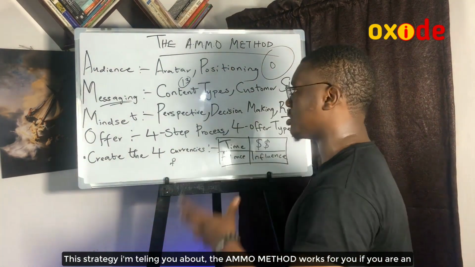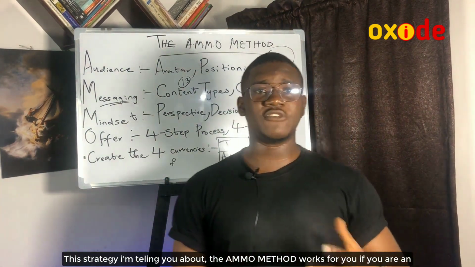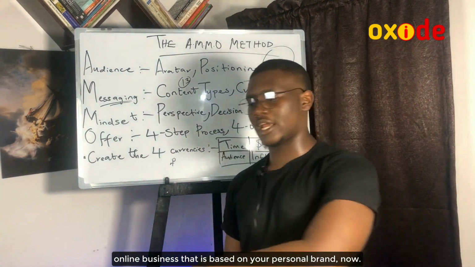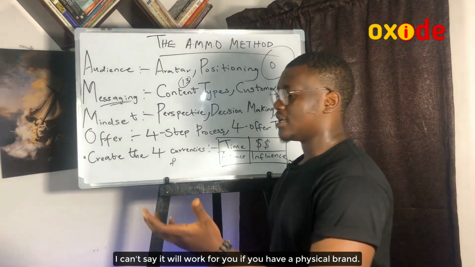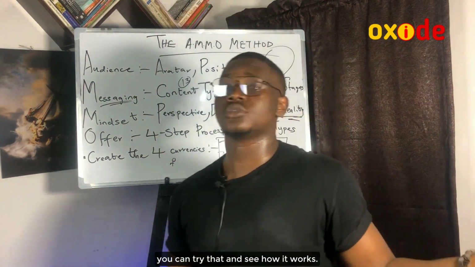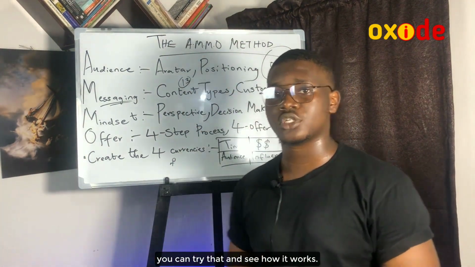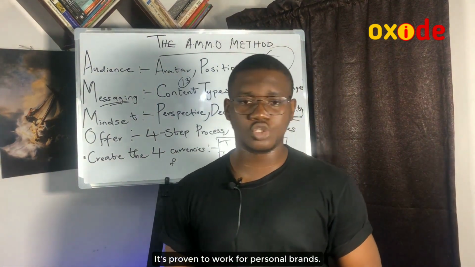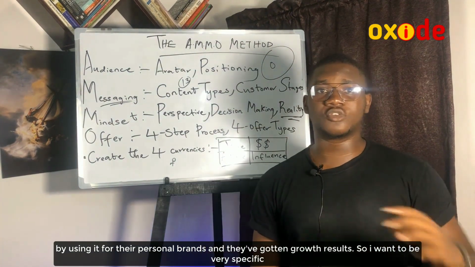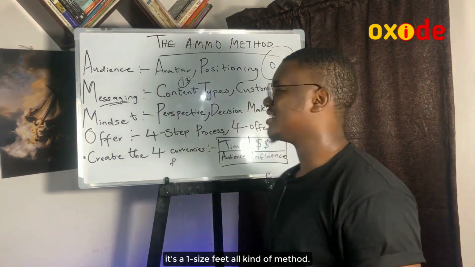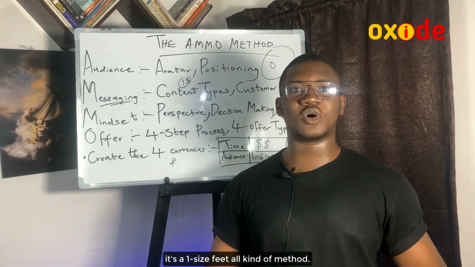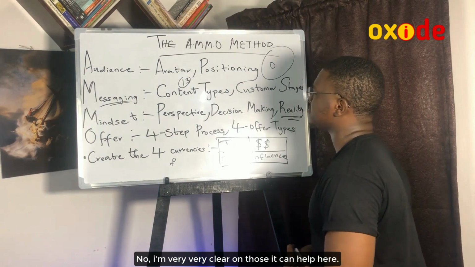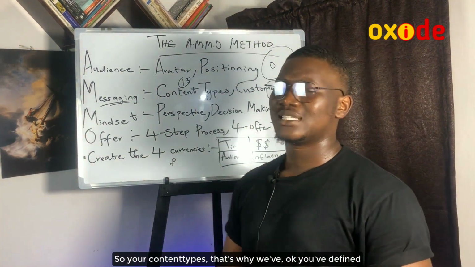Now, this strategy I'm telling you about, the AMO method, works for you if you have an online business that is based on your personal brand. Now, I can't say it will work for you if you have a physical brand. I'm not saying it won't. You can try that and see how it works. But it's proven to work for personal brands. I've talked to a lot of entrepreneurs who are using it for their personal brands and they've gotten great results. So I want to be very specific here. I don't want to say this is a one-size-fits-all kind of method. I'm being very clear on those it can help here.